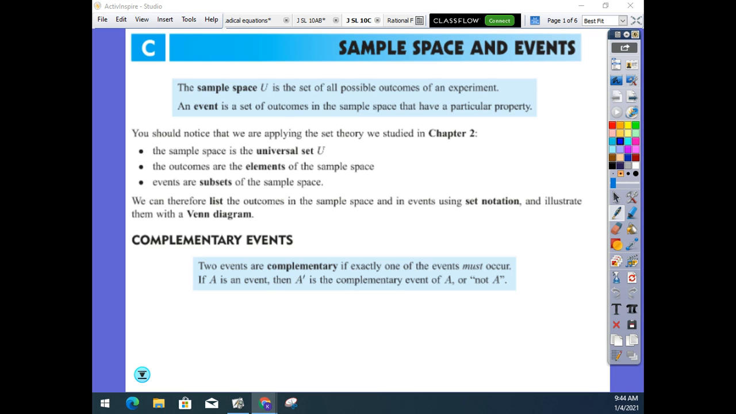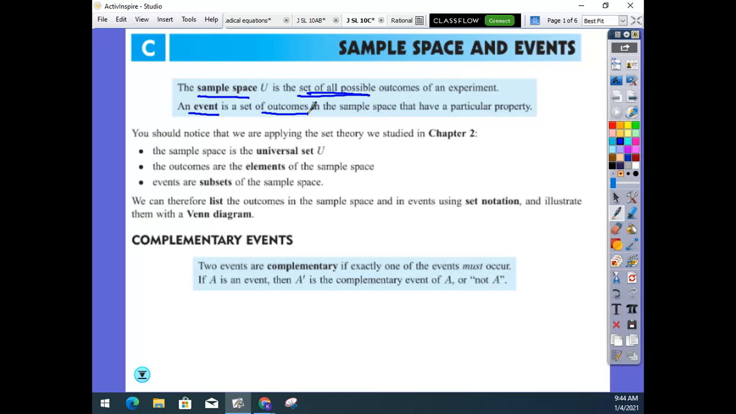So C is all about sample space and events. And some of this is just your notation, so just pay attention to how I'm writing things out. First of all, sample space is just the set of all possibilities. And an event is an outcome in the sample space that has a particular property.